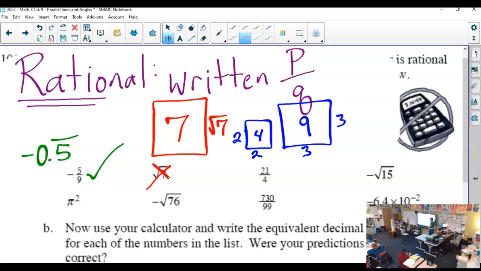Nolan, 21/4. What do you think? Rational because it's a fraction. Sorry, I missed the first word you said. Rational. Fraction. For a second, I got scared. You said ear in front of the word rational. It is rational. It's already a fraction. That one's kind of like a gimme.